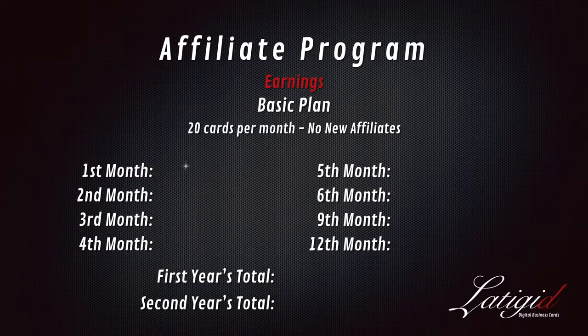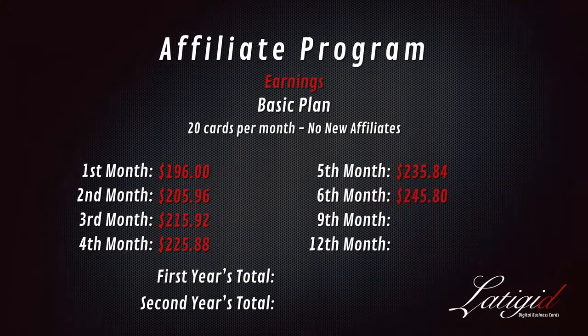Now, when you do that in the basic plan, your first month you'll make $196 in commission. Then in the second month, that number goes up a little bit, because all the cards that you're selling have that monthly residual income, that recurring billing, so you start making more and more money every single month. On the third month, you'll see there is $215, and it goes up about $10 a month, because it's 20 cards per month, and we're averaging the sales of the cards out. So that's why it's almost exactly $10 a month higher.